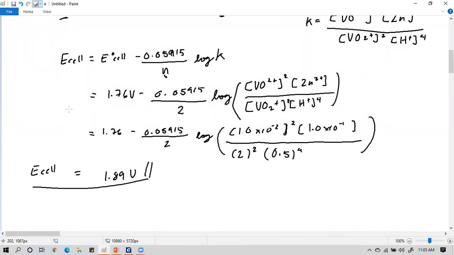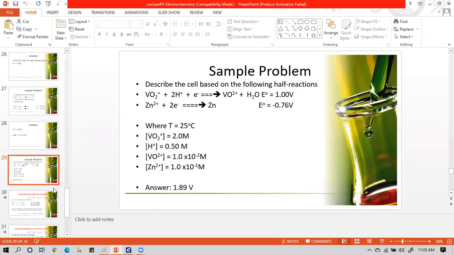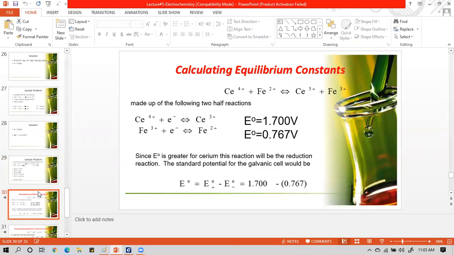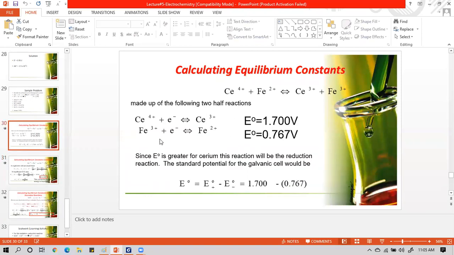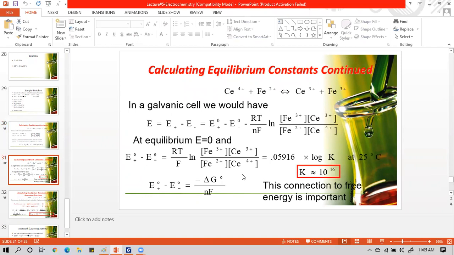So, ayan. So, let's proceed to our next problem. Second to the last. Actually, last problem here. So, this now is a calculation of equilibrium constant. Okay. Dito, let's say we want to calculate the equilibrium constant to this. And ito yung lumabas na reaction.